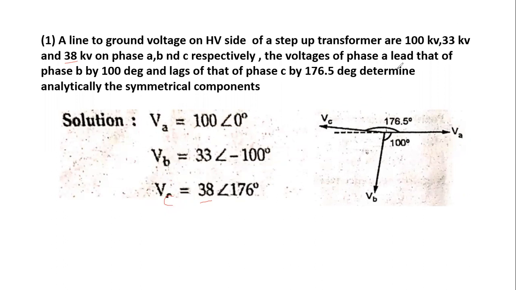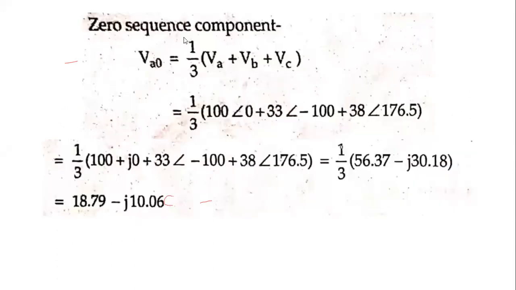For the given data, first we draw the phasor diagram. After that, we write the voltage of each phase, and then we determine the symmetrical components. First, we calculate the zero sequence component, VA naught.